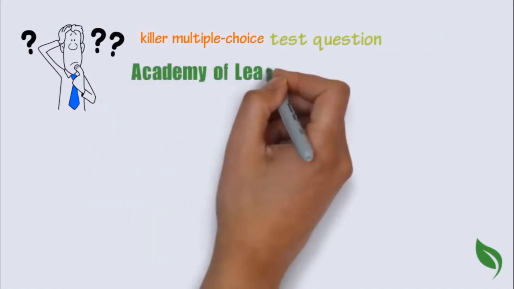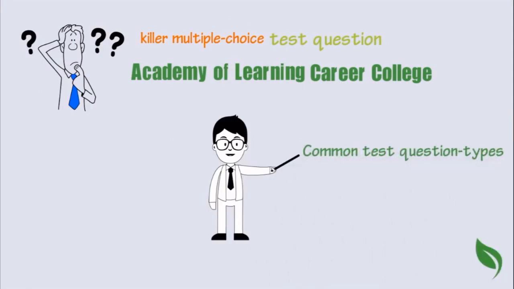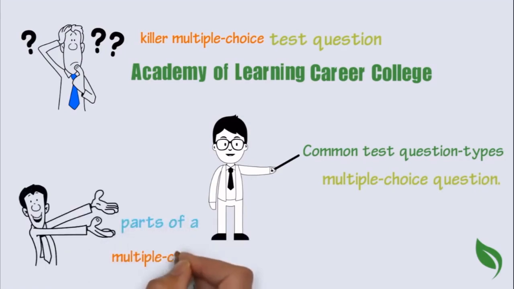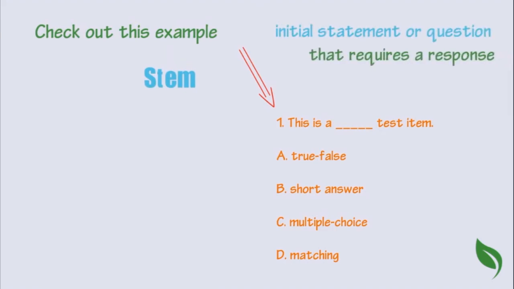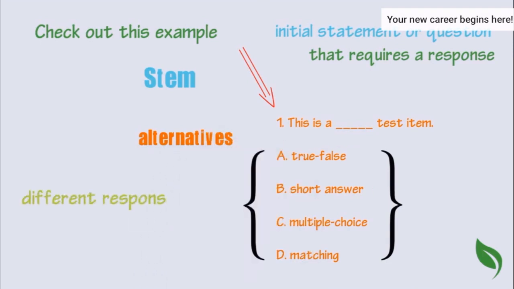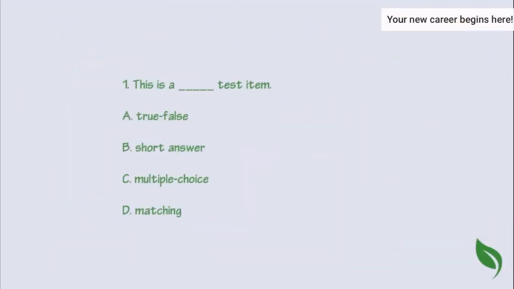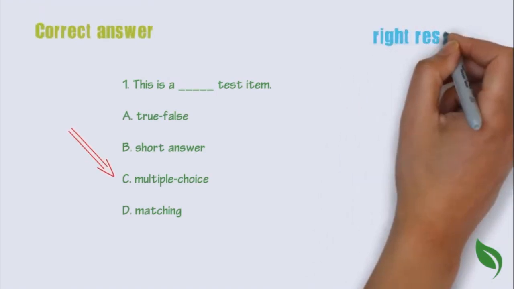How to make a killer multiple choice test question by Academy of Learning Career College. This video will show you how to make one of the most common test question types, the multiple choice question. First, let's break down the parts of a multiple choice question. Check out this example. This is called the stem. It's the initial statement or question that requires a response. These are called alternatives. They are the different response options to the stem. One of the alternatives is the correct answer. It's the right response to the stem.